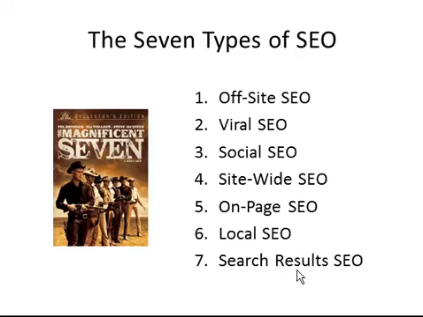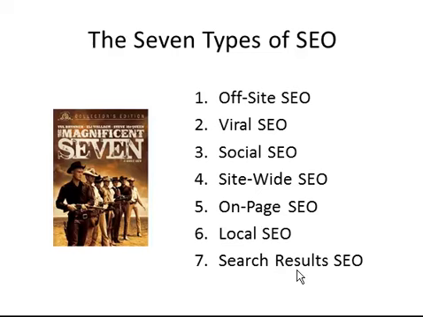The sixth type is local SEO. This refers to SEO techniques which are particularly useful when promoting a website which is associated with a local business or organization. And the seventh and final type of SEO is search results SEO.